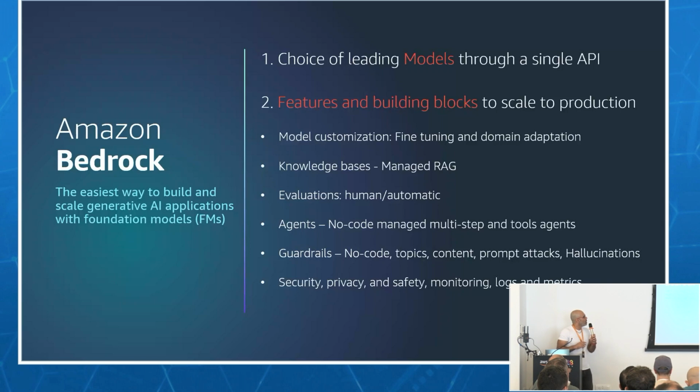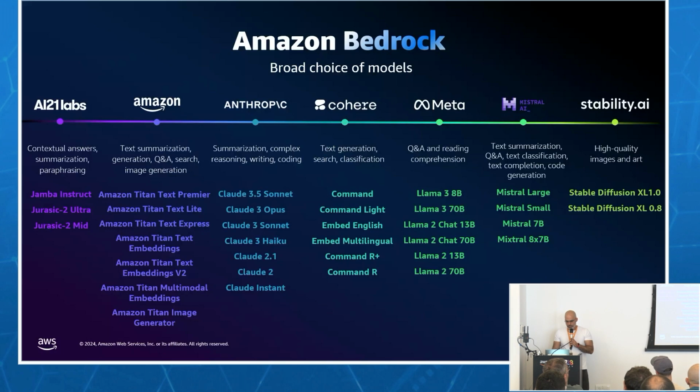Another thing is evaluation. We allow you to do automatic and human-based evaluations. We have a no-code solution to build agents. You provide the different tools, which are APIs, you provide a Lambda function, and you can define an agent that would work with those tools towards a given end in a multi-step way. Another thing is guardrails, which we'll see in depth. And of course, the usual things you get with AWS: security, privacy, safety, nothing is logged, everything is encrypted, and you get monitoring for logs and metrics automatically. So this is Amazon Bedrock.